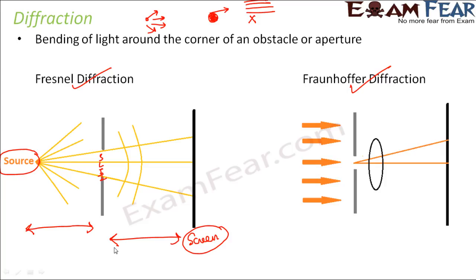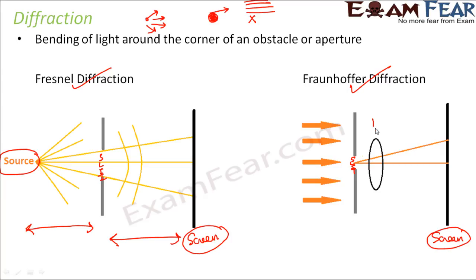But when the source and the screen are far away from each other, like in this case, here again you have the slit and here you have the screen. And where is the source? The source is not seen. Whenever the source is located at an infinite position, the rays of light coming from it are parallel rays. So the source and the screen are very far from each other, and this type of diffraction is Fraunhofer diffraction.